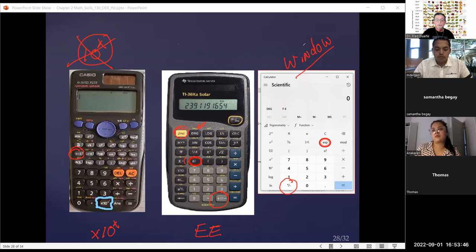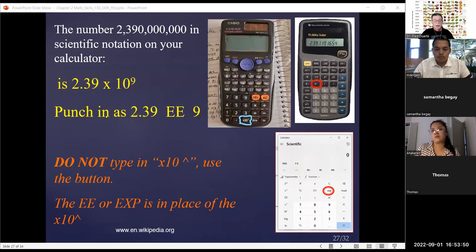All right, so let me go back. What happens in this case, if I want to type in 2.39 times 10 to the -9, the way you do it, and we're going to use the double E button if that's your calculator, is we type in 2.39, then we hit the E button, and then we hit the 9.